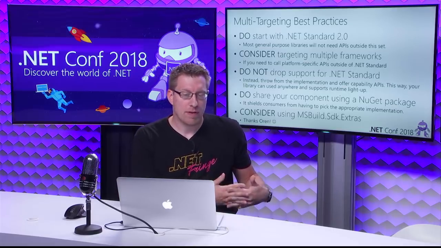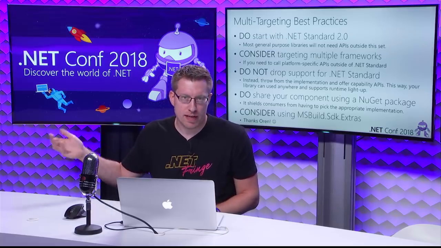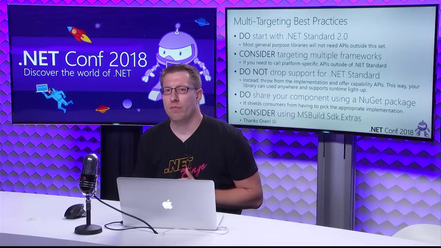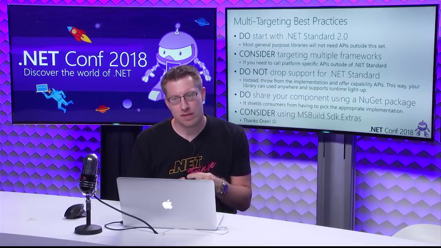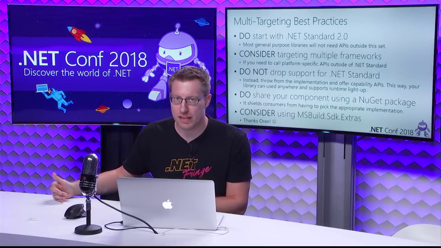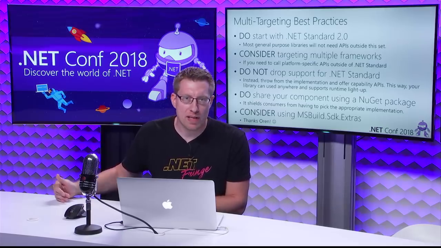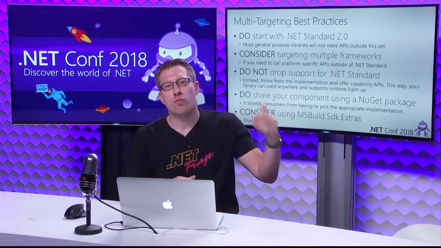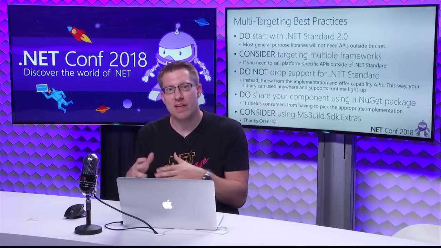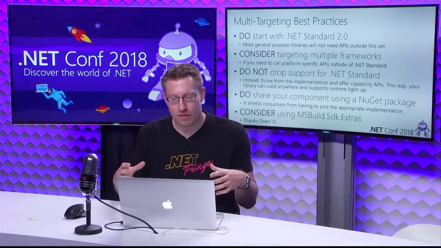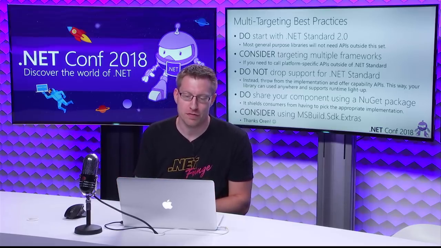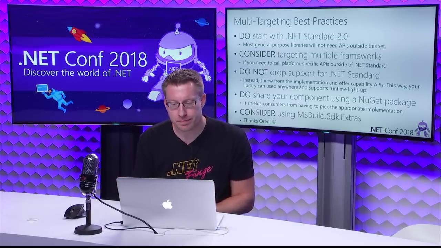Now, once you want to call platform-specific APIs, then is the time to consider adding framework-specific implementations. But even if you do that, you should never drop support for the standard. Because if you do that, that means your package can no longer be installed into a .NET Standard project, which now means not only have you been forced to write platform-specific code, all your consumers would have to do this now as well, which kind of defeats the point. Because the point of this library is so that you can encapsulate this so your consumers don't have to do this crazy stuff. So never drop support for the standard.